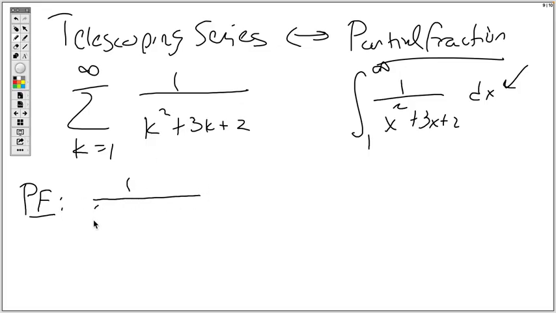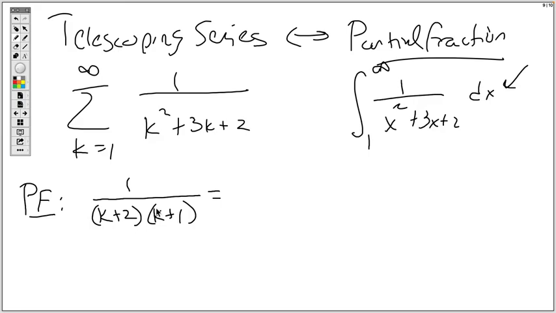So the first thing we do is factor. How does that denominator factor? So k squared plus 3k plus 2. So what do I get out of that? K plus 2 and k plus 1. Perfect. Now what's nice about these is they're distinct linear factors.